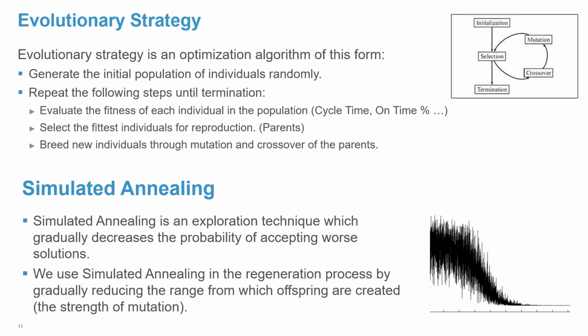Then select the fittest individuals for reproduction, the parents. Breed new individuals through mutation and crossover of the parents. We combine this approach with simulated annealing, which is an exploration technique which gradually decreases the probability of accepting worse solutions. We use simulated annealing in the regeneration process by gradually reducing the range from which offspring are created. We basically reduce the strength of the mutation as the search goes on.